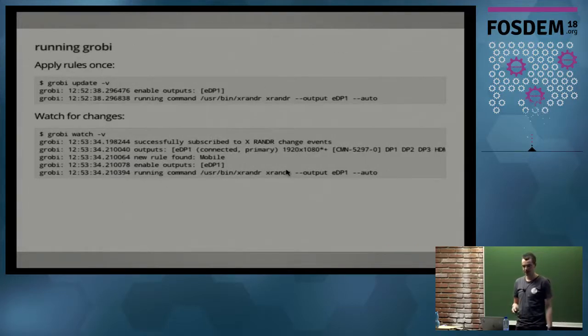Then you can run it once. It will say, okay, I detected this configuration, calls xrandr, and everything is great. Or you can run it, for example, via systemd and use grobi watch, which will subscribe to the event changes and also regularly poll xrandr if there are any new outputs, and it will just configure this. So when I plug my laptop into the docking station, it will just switch on my external outputs and everything is fine.